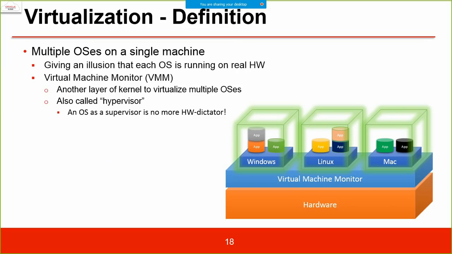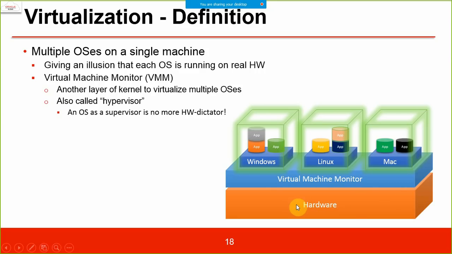Virtualization definition: multiple operating systems on a single machine is the definition, giving the illusion that each operating system is running on real hardware. Virtual machine monitor, VMM, or virtual machine manager, or hypervisor, this is one and the same thing. This is another layer of kernel to virtualize multiple operating systems, also called a hypervisor. An operating system as a supervisor is no more a hardware dictator, because when you create a virtual machine, you have your own control on the hardware.